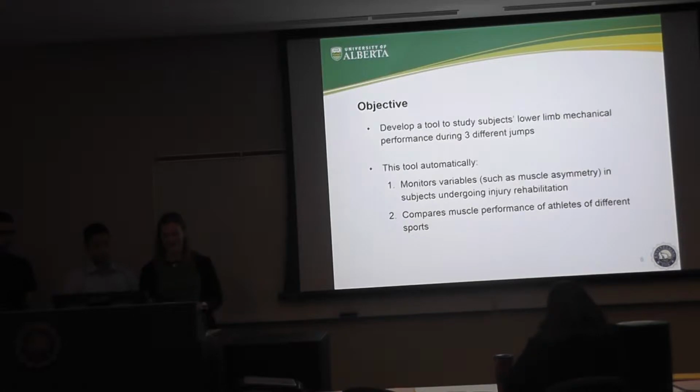Our objective then is to develop a tool to study subjects' lower limb mechanical performance during 3 different jumps. With this tool, we wanted to automatically, first of all, monitor the variables, including muscle asymmetry, in subjects that are undergoing rehab, and also compare the muscle performance of athletes of different sports. Would a tennis player have a different jump than a volleyball player or a track and field athlete? I'm just looking at the different athletes and how that affects their jumps.